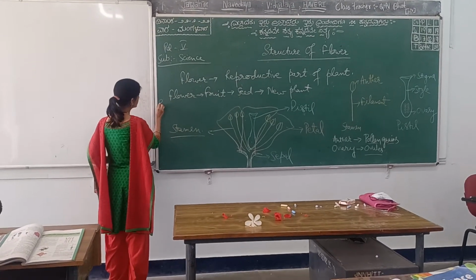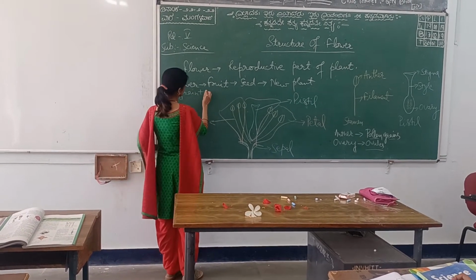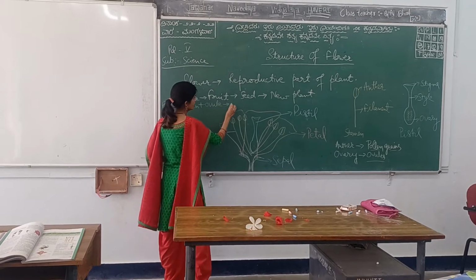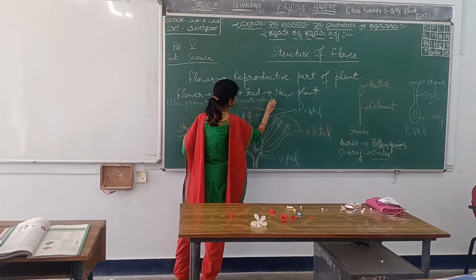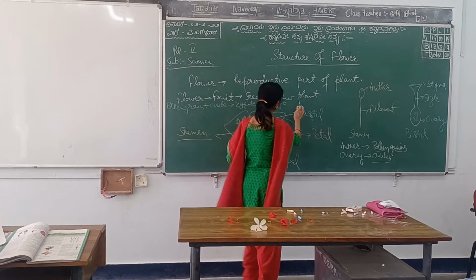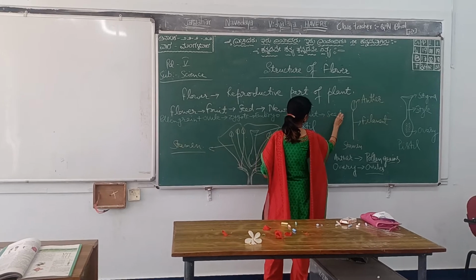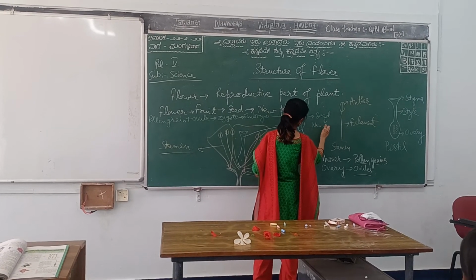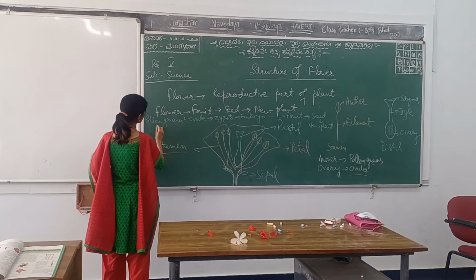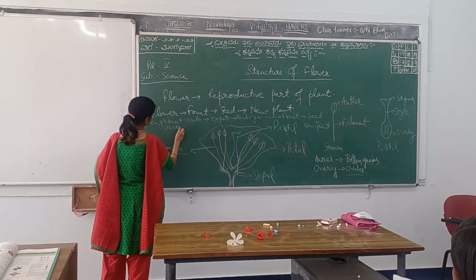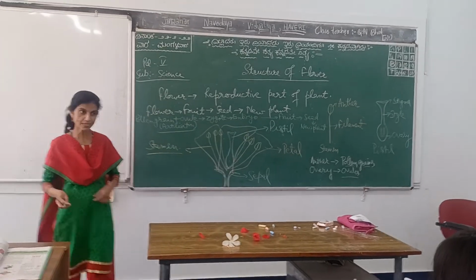So pollen grain plus ovule forms a zygote. It develops into an embryo, and this embryo forms fruit, and fruit forms seed, and from seed you get a new plant. So this is the complete process. Pollen grain plus ovule, this process is known as fertilization. So these details you will be studying in your higher classes, right?